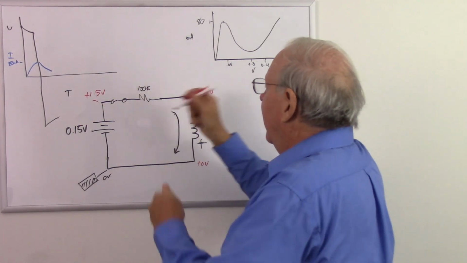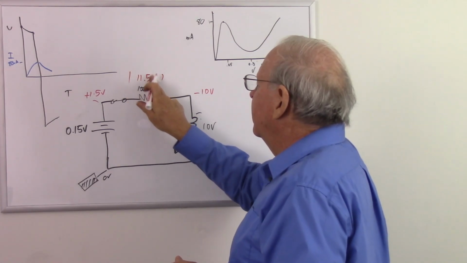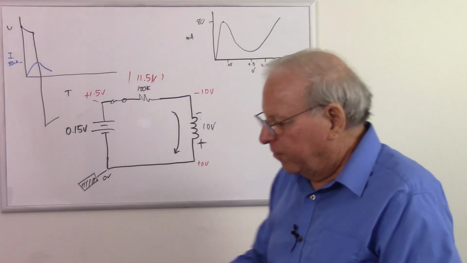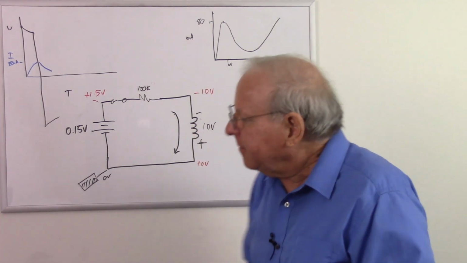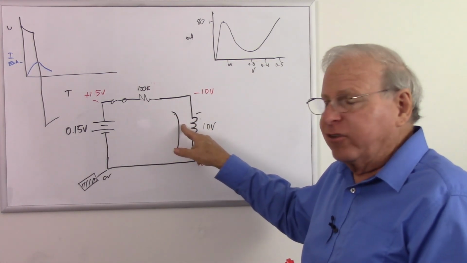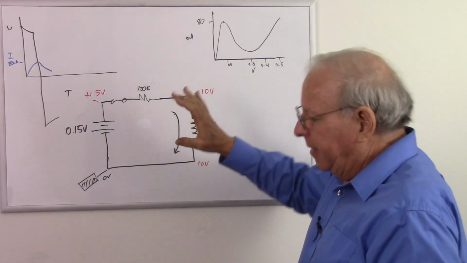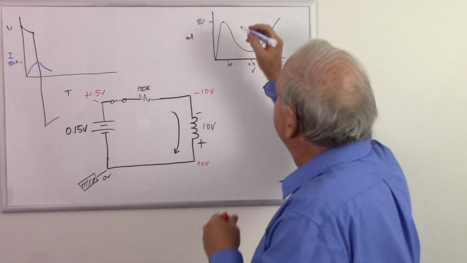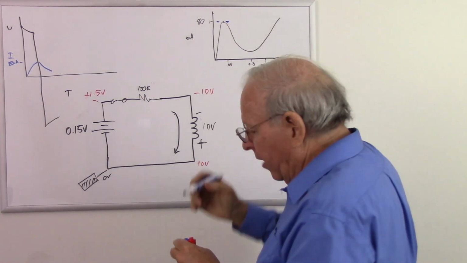We've got trying to get 11.5 volts across there. I'm just making that up, but it's a number. So what is going to happen? First of all, the current cannot change instantly because this inductor is pushing the current. So where did this happen? It happened at approximately 80 milliamps. So our current is going to have to stay right there.